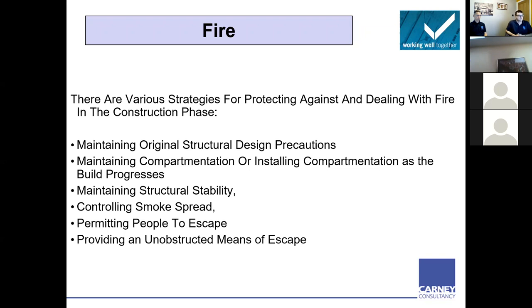Maintaining compartmentation, or installing it as we go. As you start getting higher in the building, you're putting your compartmentation on, you're putting your fire doors in. Now I understand that sometimes the final fire door product is very expensive. However, possibly look at sacrificial fire doors, just a cheap standard FD30 or FD60 door, that is installed and then taken down before the end so the proper finished products can be put on. But by putting that door on, you're maintaining the fire compartmentation as you go.